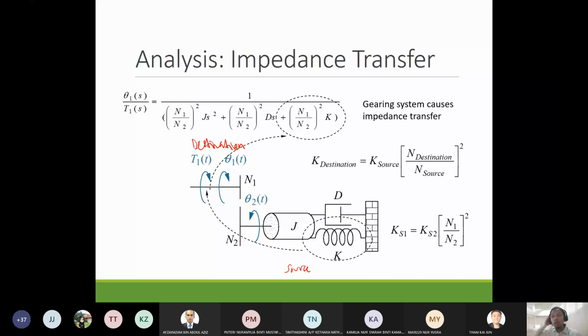So you just substitute here. K source is the K here. N destination is this N1. And then N source is the N on the source, which is N2. So that's why you get K for theta 1, or K destination, equals K times N1 over N2 squared.